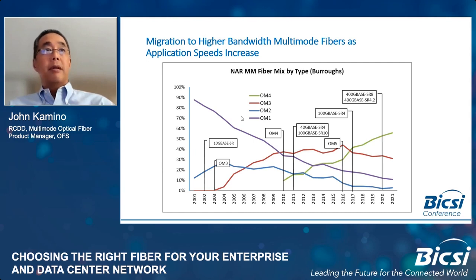OM5 was standardized in 2016. We got another 100 gigabit standard in 2017, and then the 400 gigabit standards that were drafted or adopted in 2020. So as each of those speeds became standardized in Ethernet, we saw an increase in the adoption of laser optimized fiber.